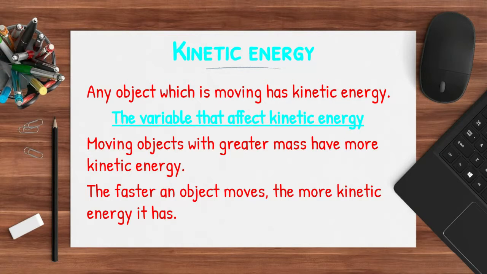For example, if a bus and a car are moving at the same speed, the bus has more kinetic energy than the car. Next, the faster an object moves, the more kinetic energy it has. For example, if two identical buses with the same mass are moving at different speeds, the bus that is moving faster has more kinetic energy.